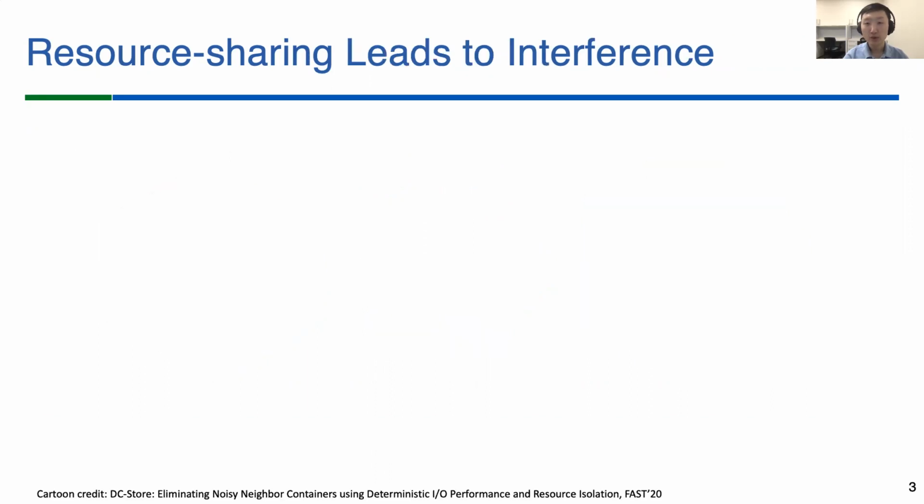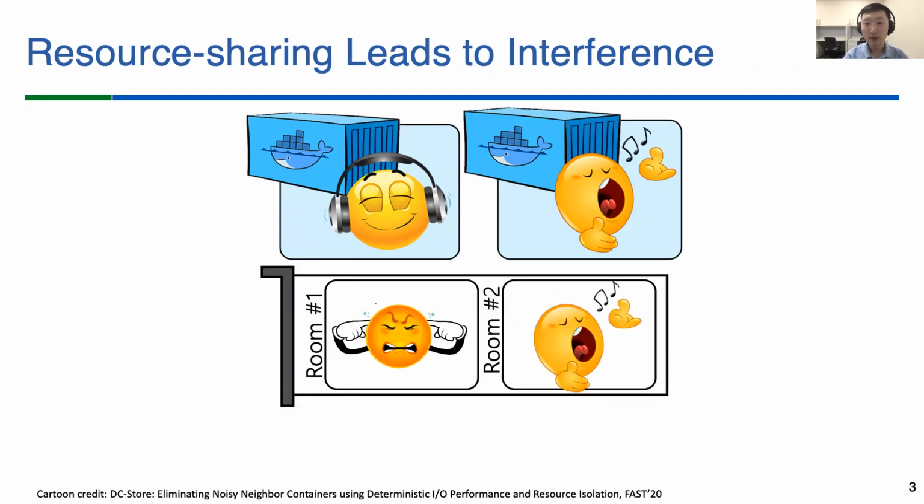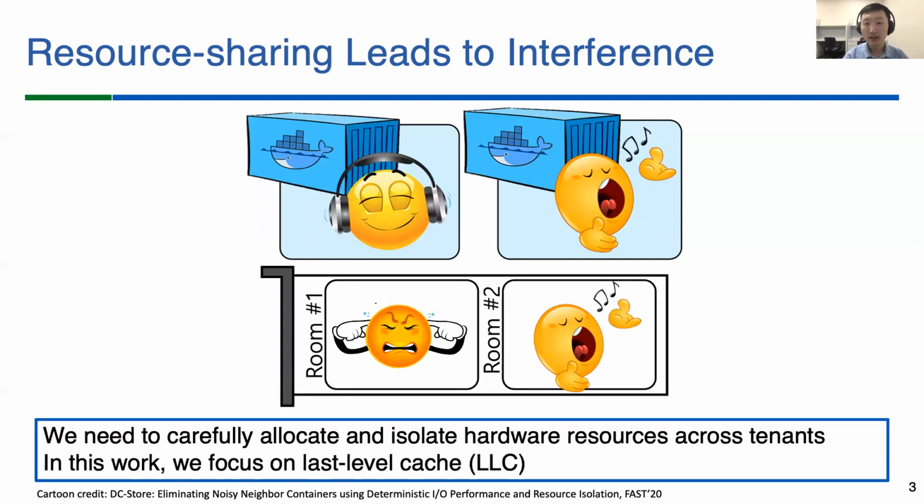Unfortunately, the benefit of resource sharing is not for free. Tenants may compete with each other for the shared hardware, including cores, cache, memory, and devices. This can lead to severe performance interference. Hence, we need to carefully allocate and isolate hardware resources across tenants.